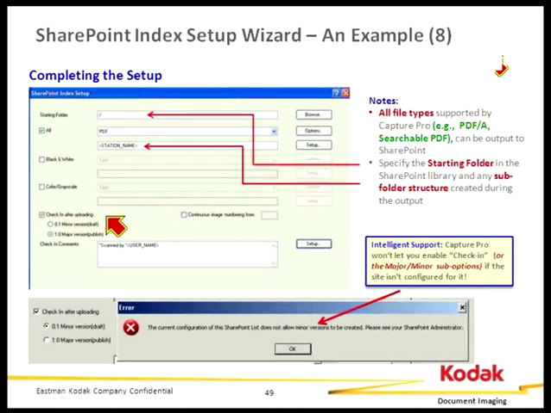So after I specify my folders and my file types, I can then choose whether I want to check in that document, whether it's a major or minor version, and what comments I might have if I do check it in. And again, part of the intelligent support. In this example down below, I've decided, well, I'm going to check this in as a minor version. Well, it won't let me, because it says the current configuration of this SharePoint list does not allow minor versions to be created. So it'll tell me that I have something wrong.